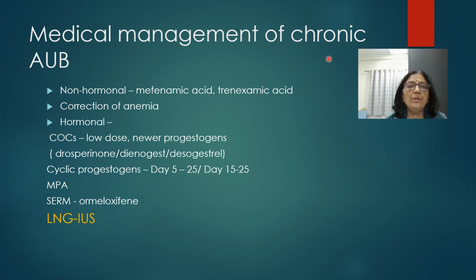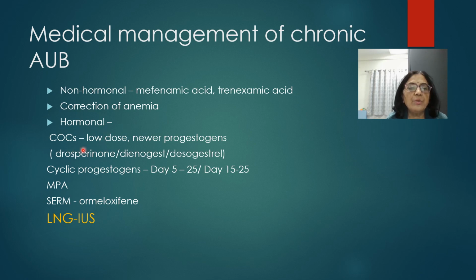For chronic AUB, we have wonderful non-hormonal drugs such as mefenamic acid and tranexamic acid. In around 30 to 40% of the patients, it will take care of heavy menstrual bleeding. Correction of anemia is very important because AUB affects quality of life, and one of the reasons is the increasing severity of anemia.